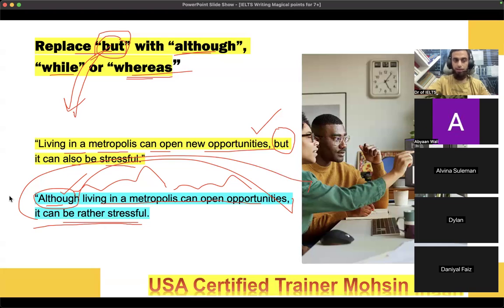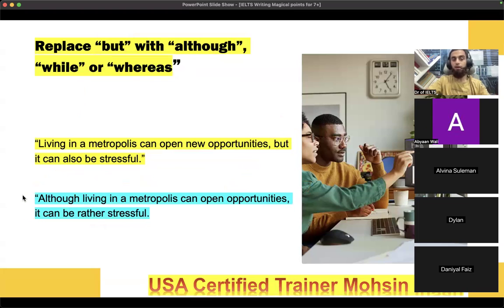Now both are okay, right? So this means "but" can be avoided with the words whereas, while, although, though, even though, right? And it is a must. You have to practically work on it.